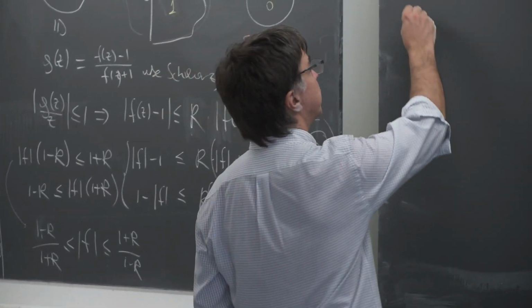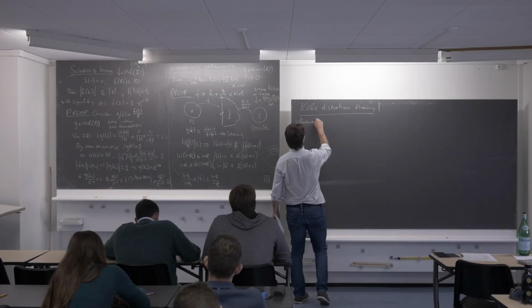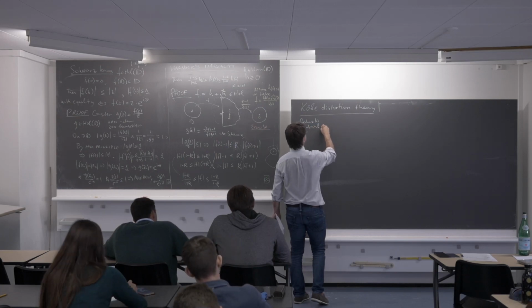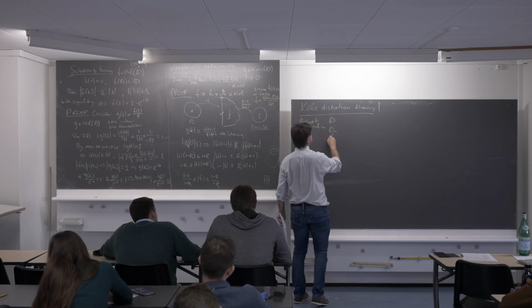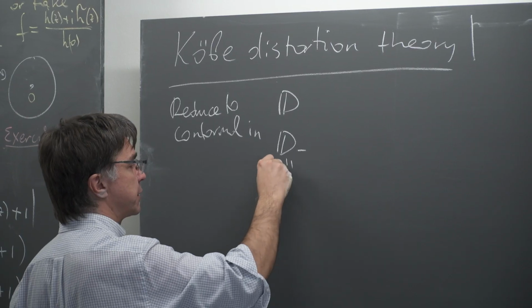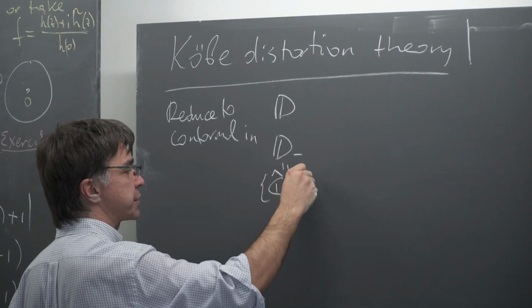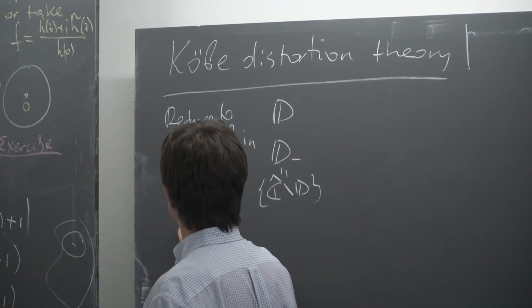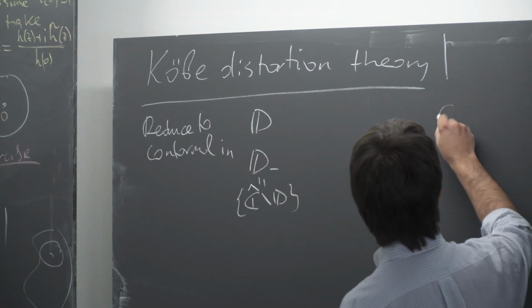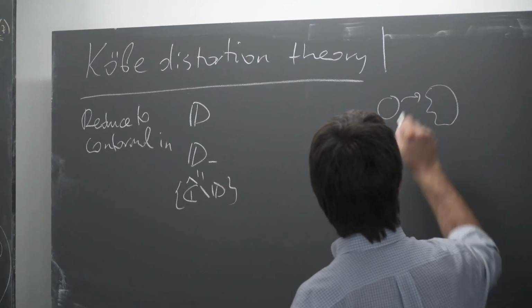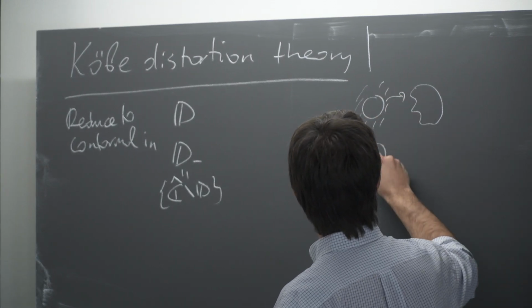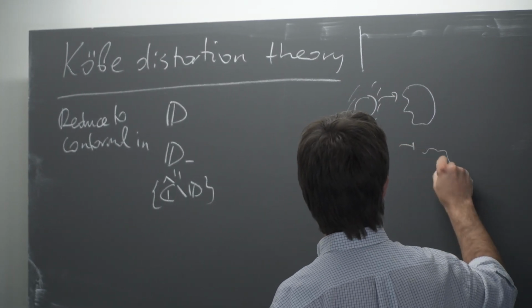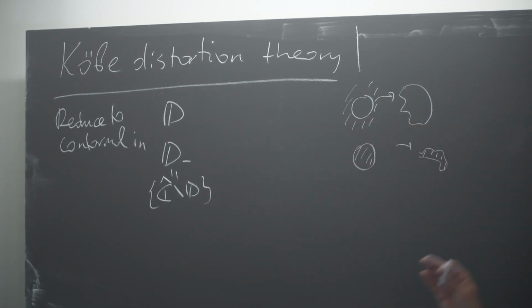So we usually reduce everything to conformal maps, conformal in D or in D minus. So D minus is a complex sphere minus unit disk. So sometimes it's convenient to play with functions which map unit disk somewhere. Sometimes it's convenient to play with functions which map outside of unit disk to outside of something and preserve infinity.